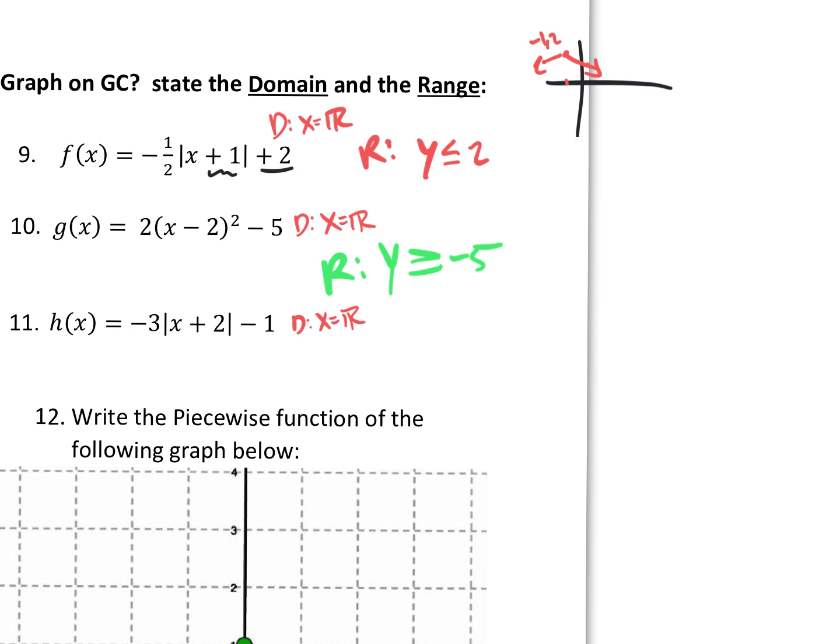Okay. How about the range for the last one? It's going to be Y is what? Because it's negative, it's going to be less than or equal to the K value, which is negative 1. Any questions there? Kind of hammered that out.